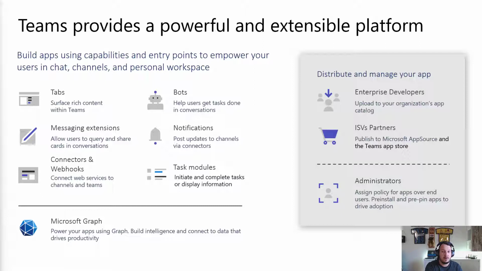As an ISV partner, if you want to build an app for the public Teams app store, you can do so by publishing the app to Microsoft AppSource. And as an admin, in turn, you can assign policies for those apps, which the enterprise devs or the ISV partners build. You can manage the whole app lifecycle if you'd like to. You can pre-install apps for certain groups of people. You can pre-pin apps and therefore drive adoption of the applications your end users should be using.